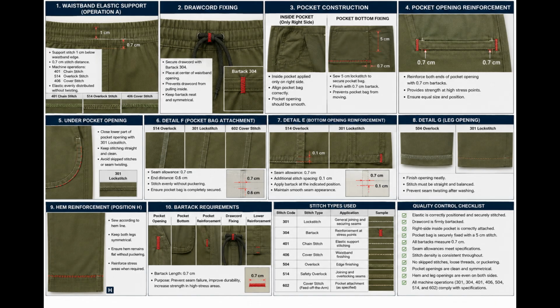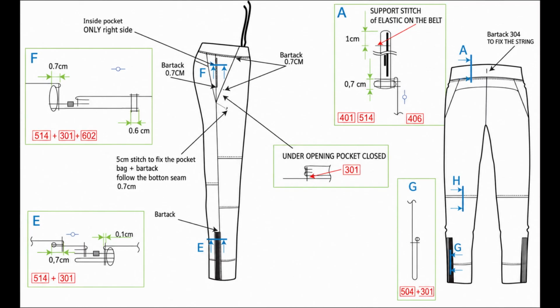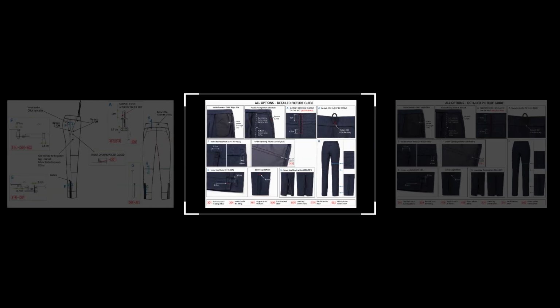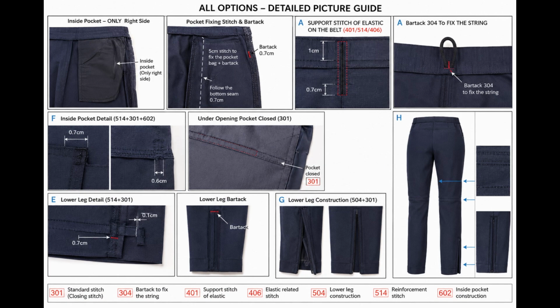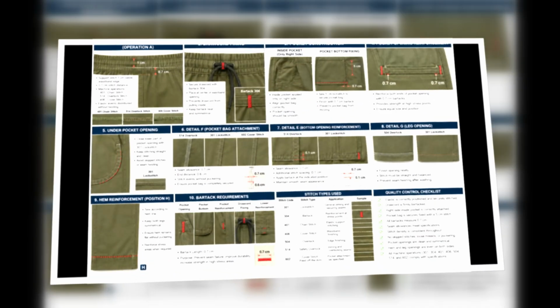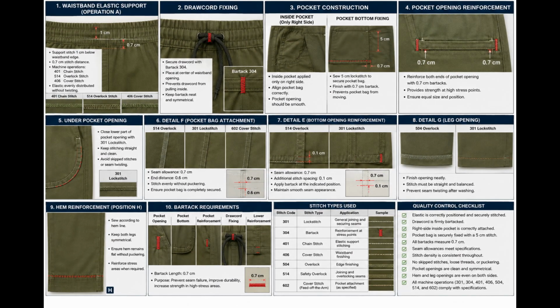1. Inside pocket right side only. An inside pocket is provided only on the right side of the garment. The pocket bag should be correctly positioned inside the garment. A 5 cm securing stitch is required to fix the pocket bag. This securing stitch should follow the button seam at 0.7 cm. The pocket area must be reinforced with the specified bar tack.